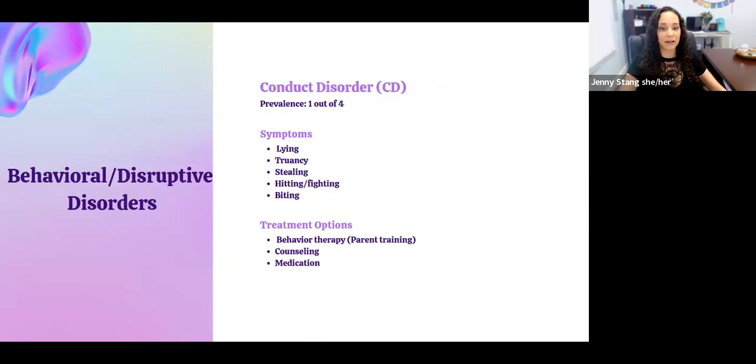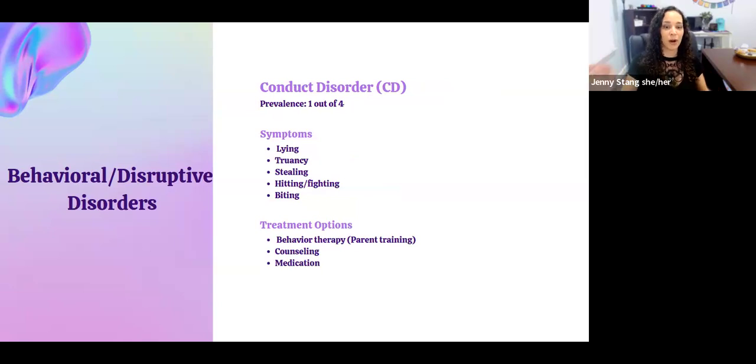All right, next, conduct disorder. So this is going to have a prevalence of 1 out of every 4 kiddos who have ADHD. They're going to be diagnosed with conduct disorder, okay? So this is going to be serious behaviors like aggression towards people or animals. Maybe they're destroying property, they're lying, stealing, skipping school, okay? So these are often described as delinquency, okay?